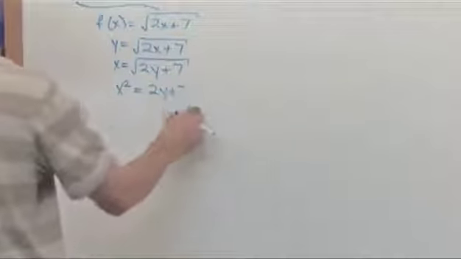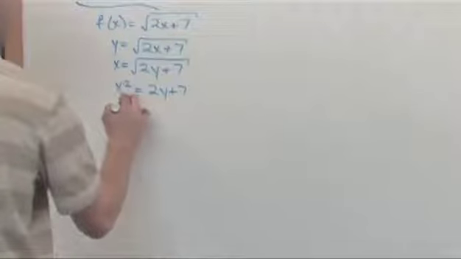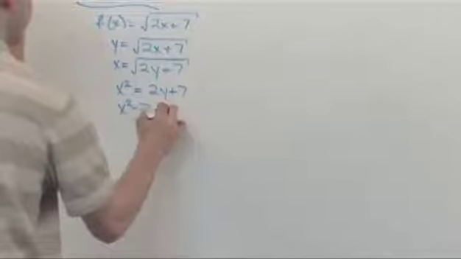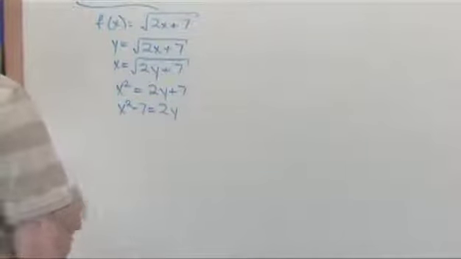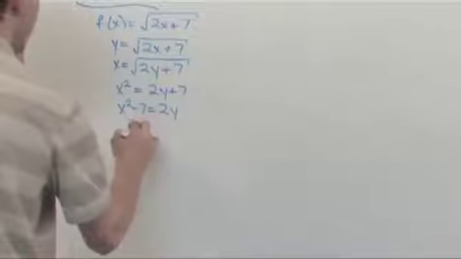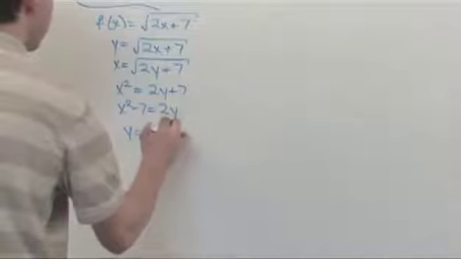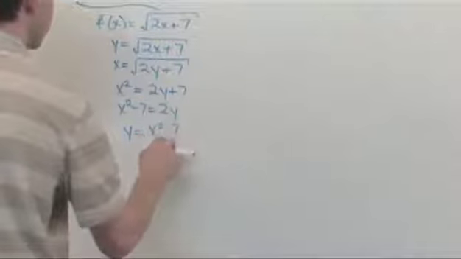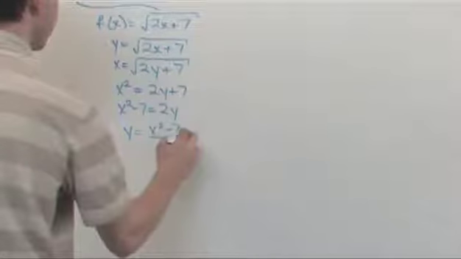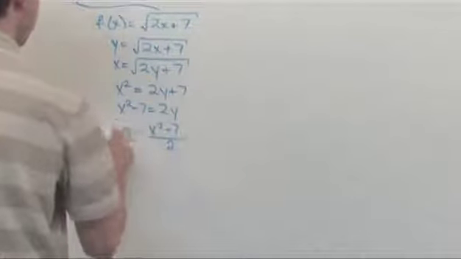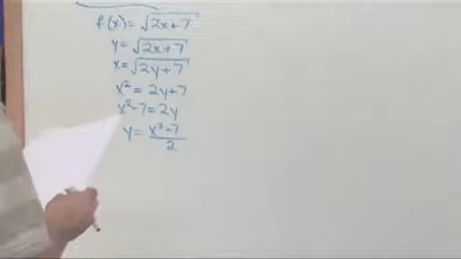Okay? Now I'm going to move the 7 over here. X squared minus 7 is equal to 2y. Okay? And finally, solving for y. Y is equal to x squared minus 7 over 2. That is basically the answer.